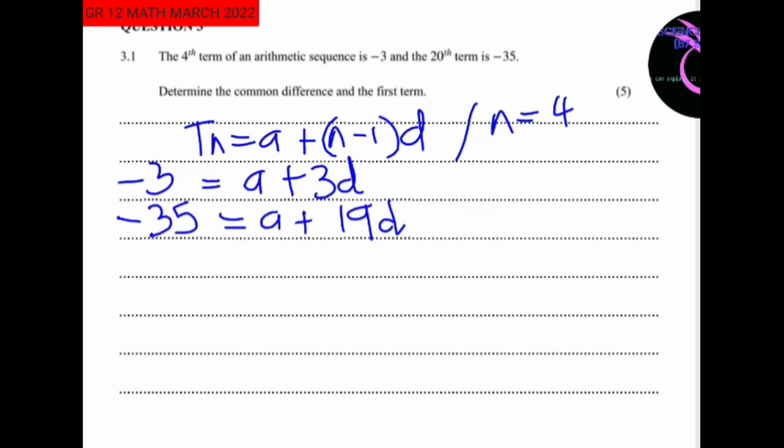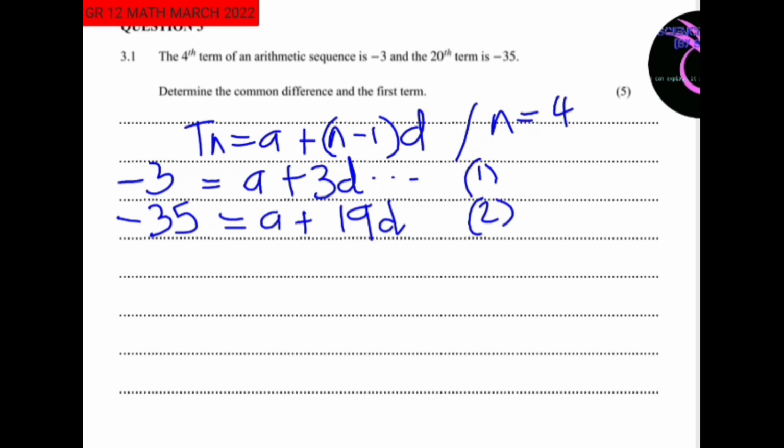Does this look like a system of linear equations? No. But simultaneous equations? Yes. Two unknowns, two equations. So this is actually equation 1. That's equation 2.